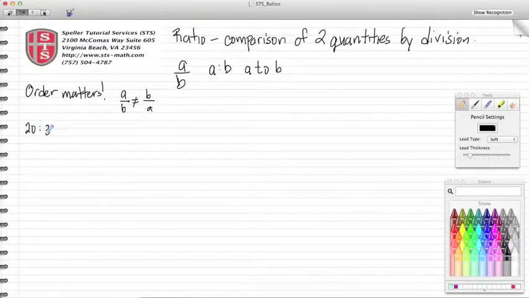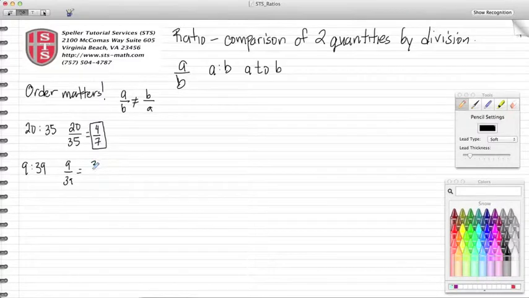Let's say I have 20 colon 35, which can be rewritten as 20 35ths. And this can be simplified if I divide both numerator and denominator by 5. So I end up with a simplified answer of 4/7. Let's look at another pretty simple comparison of 9 to 39, which can be rewritten as 9 39ths. If I divide numerator and denominator by 3, that simplifies down to 3/13.